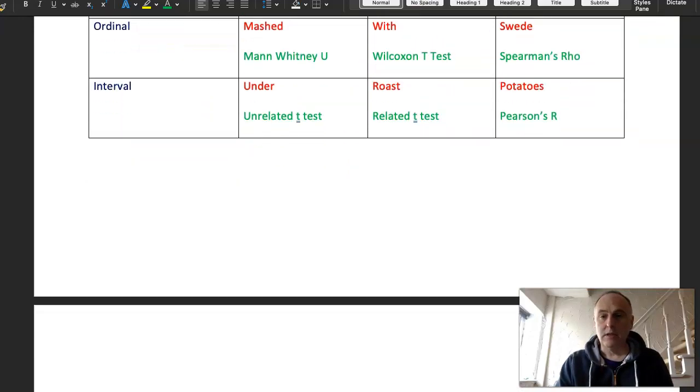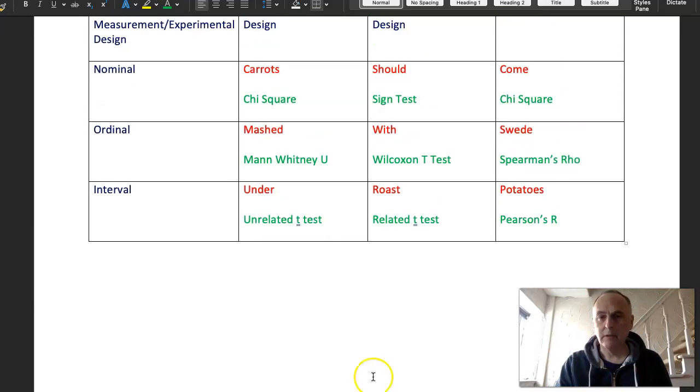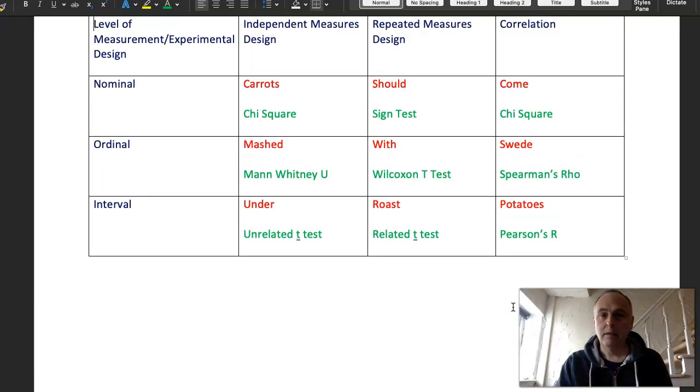Let's try two more then. If we're looking for a correlation and we have ordinal data, what test would we use? You all got Spearman's rho. Let's have a look, have I got it right? Yep, Spearman's rho. And we'll just do one last one. If I had ordinal data and an independent measures design, what test would I use? We've got mashed: Mann-Whitney U-test. Independent measures, ordinal data.